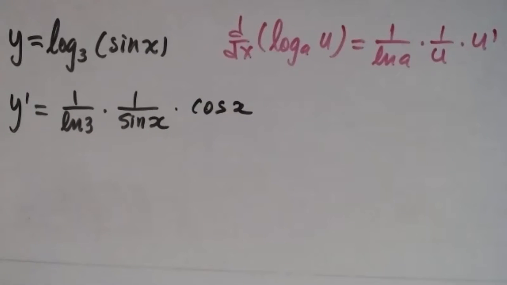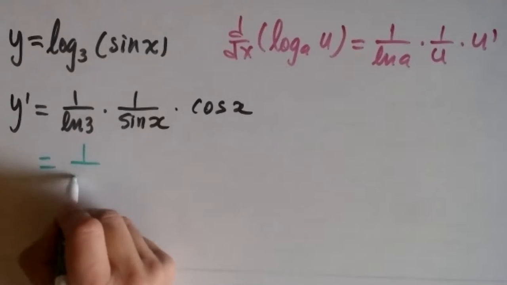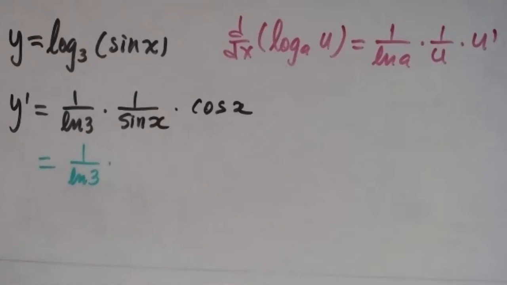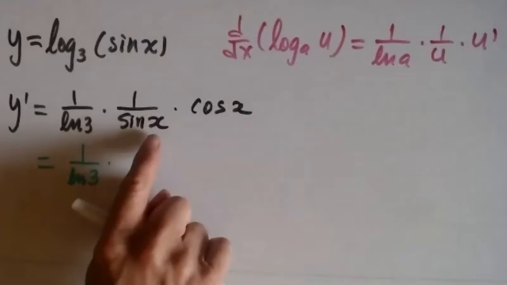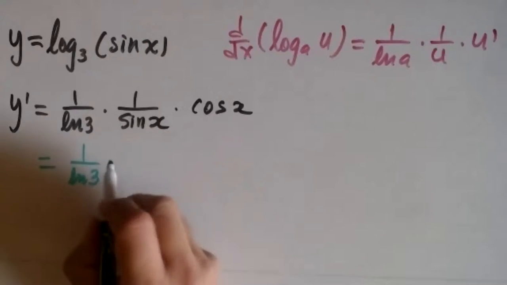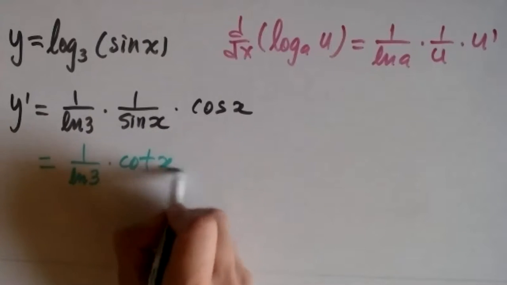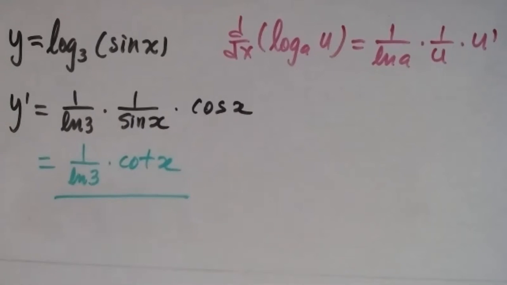Okay, now some algebra. If you want to do some algebra, this is okay. 1 over ln 3, well, nothing to do, but the cosine over the sine is the cotangent. So you can put here cotangent x. That's my answer.